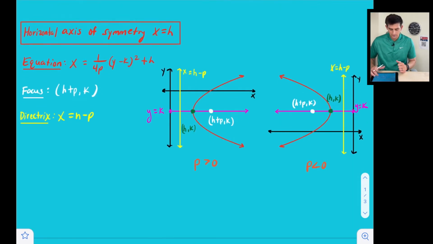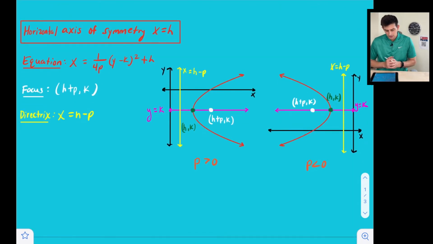Now let's talk about when we have a horizontal axis of symmetry. In this case, we have parabolas that are opening either to the left or to the right, and our horizontal axis of symmetry here is going to be y equals k. And we have our equation. Notice we have just switched x and y, but we've also switched h and k. We have to keep that in mind when we're working with a parabola that opens left or right.